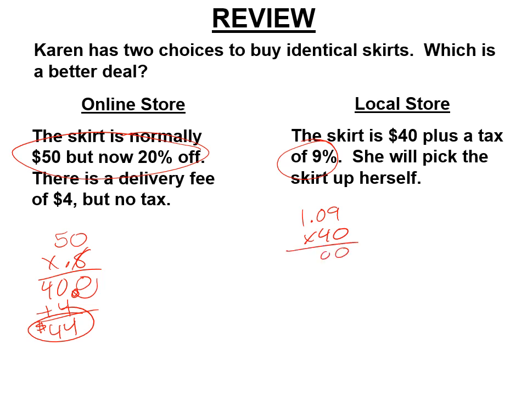So we get a row of zeros, then we step over. Let's not be sloppy. 4 times 9 is 36. 4 times 0 plus 3 is 3. And 4 times 1 is 4. 0, 6, 3, 4. Move the decimal twice. Over here, you're paying $43.60.